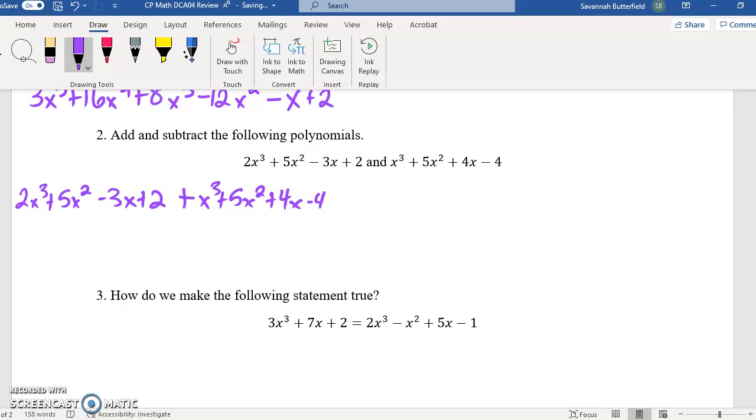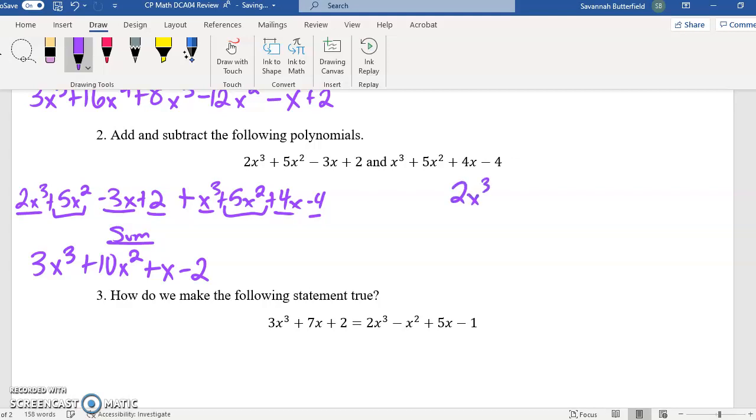So in this, since we're adding, just like we did before, we're going to combine like terms. So 2x cubed plus x cubed is 3x cubed. 5x squared and 5x squared combines to be 10x squared. Negative 3x plus 4x is going to be plus x. And then 2 minus 4 is minus 2. So this is my sum. Again, sum is for addition. Then over here, we're going to do subtraction.